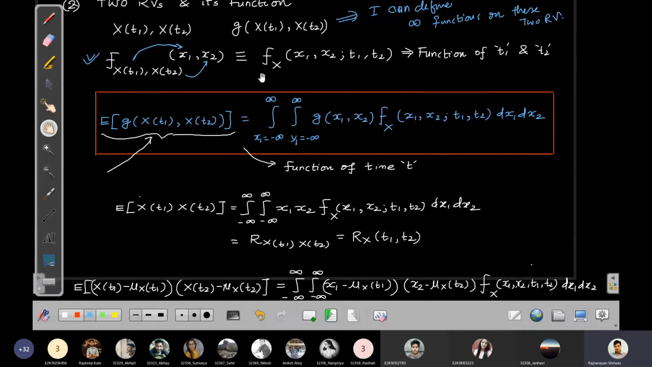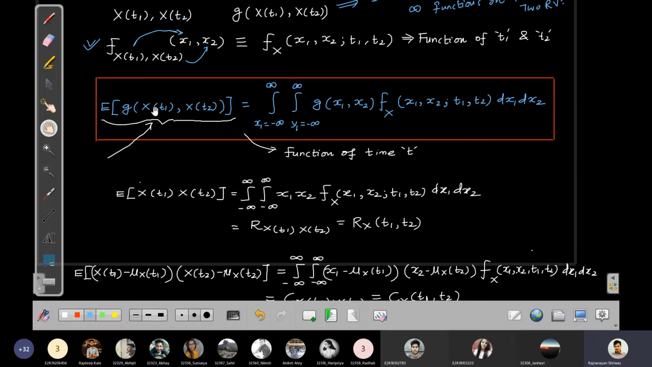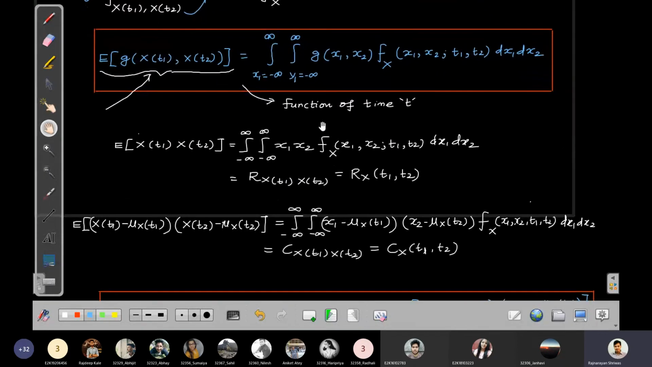Now again, I'm doing the same thing: I will take this expression g of xt1, xt2. I have two random variables, so I need two integrations, and I need the second order PDF. So this is the second order PDF, and simply it will be g of x1 comma x2. You have to replace wherever there is x with x1 and x2. This is as simple as that. Now again, this has to be a function of time t, and this is nothing but statistical averages when you consider two random variables.